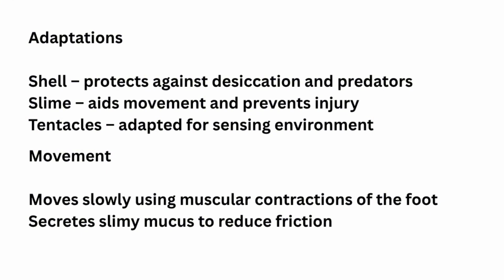Now let's look at how these organisms adapt to their environment. They have a shell that protects against desiccation and predators. So that they don't dry up, the shell is present, so it plays a major role in protection. It is slimy. Now that slimy nature aids movement and prevents injury, and the tentacles are adapted for sensing the environment. So once the environment seems harsh, it withdraws its whole body into the shell. Now for movement, it moves slowly using the muscular contraction of the foot, which I mentioned before, and it secretes slimy mucus to reduce friction.